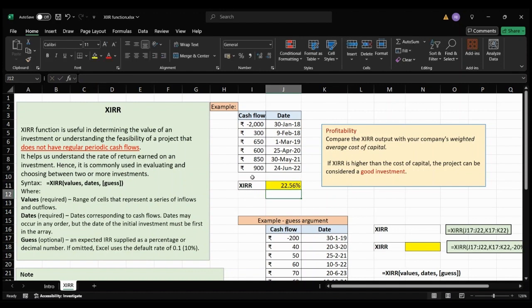So here what we have to see is, if XIRR is higher than the cost of capital, the project can be considered as a good investment.